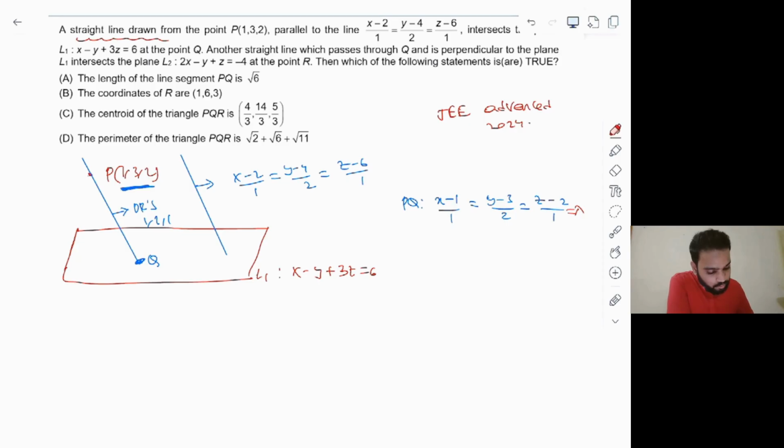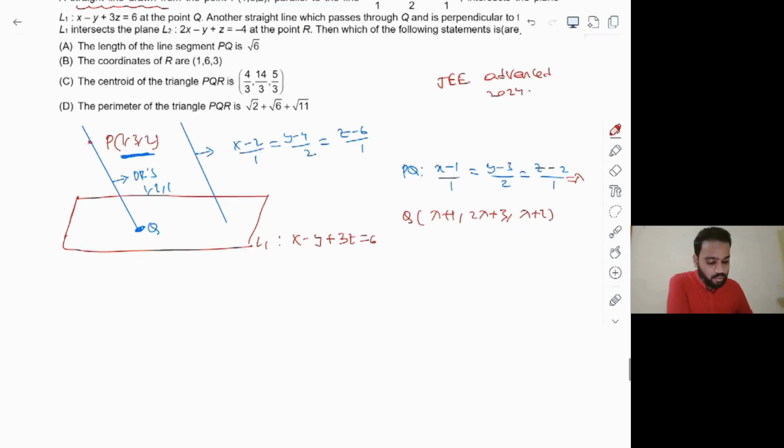Now, if I want to assume this point Q here, which is a point on this line, I can write it down as (lambda plus 1, 2 lambda plus 3, lambda plus 2). Okay, I hope you're able to see that. I want to assume a point on the line PQ, which is the required point Q actually. So first of all, I'll have to take the ratio equal to some lambda and write down the values of x, y, z.